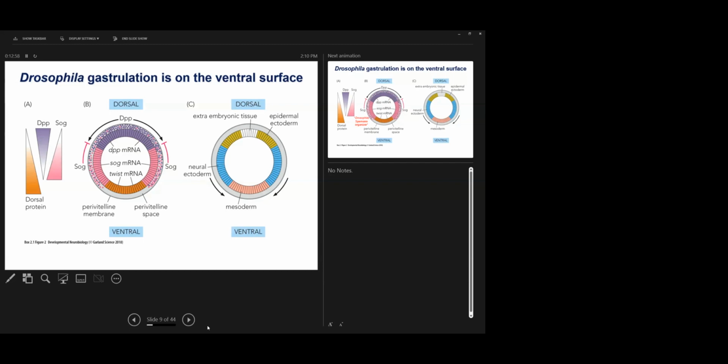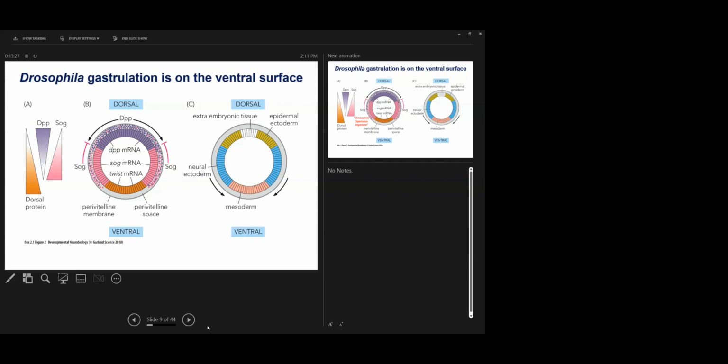So there is a gradient that is expressed. You have a DPP gradient more in the dorsal side. It goes and the gradient becomes very weak toward the ventral side. Similarly, the SOG gradient is higher in the ventral side and becomes very weak in the dorsal side. So this is just to show that different proteins accumulate during gastrulation and specify the dorsal and ventral side during the development of Drosophila.